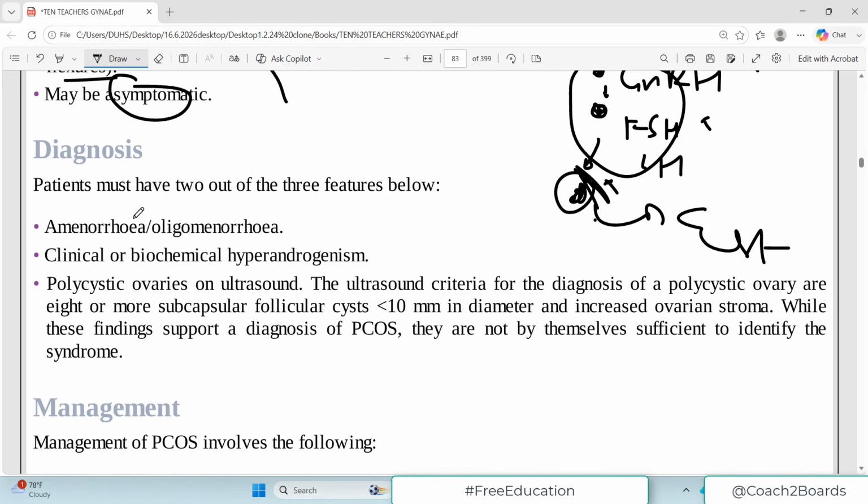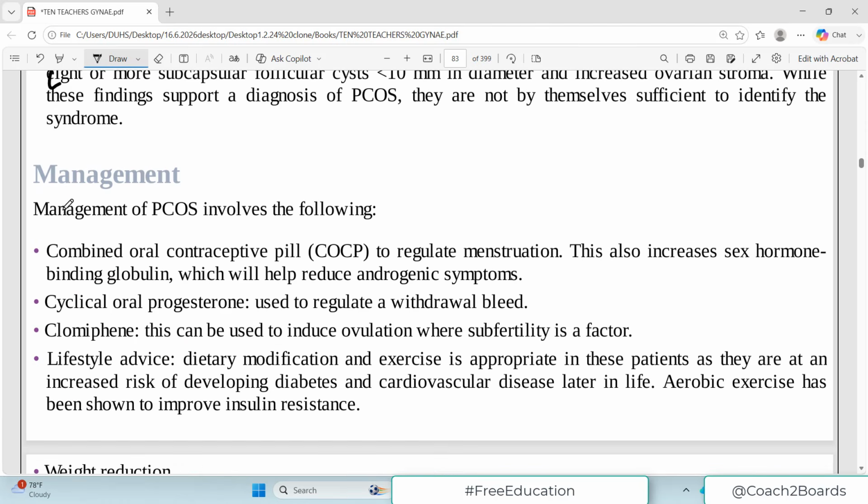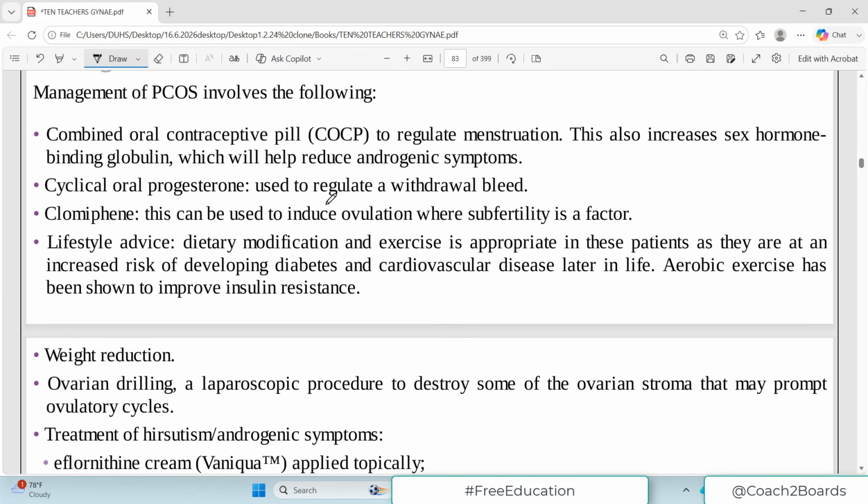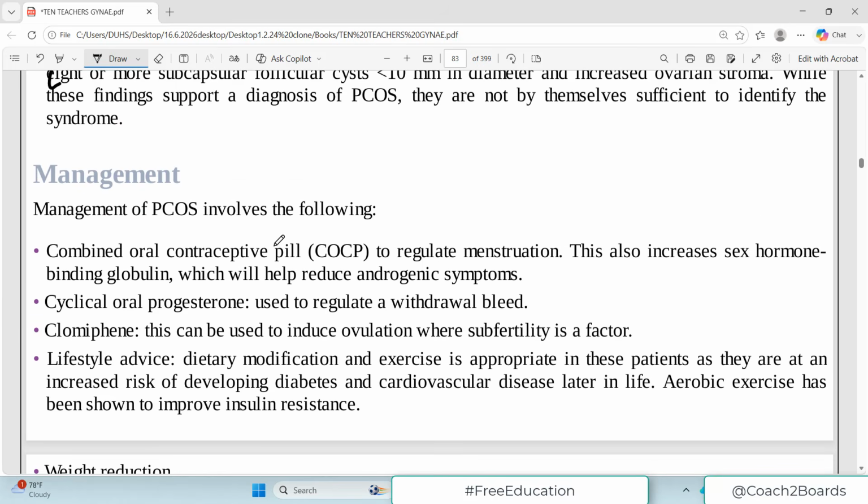Okay, so diagnosis wise, if you have to diagnose PCOS, amenorrhea is an important clinical feature. Increased androgens is diagnostic, and polycystic ovaries, so they constitute the diagnosis, right? If these three features are there, you diagnose PCOS. Okay, how do you manage these patients? You manage them on multiple fronts actually.